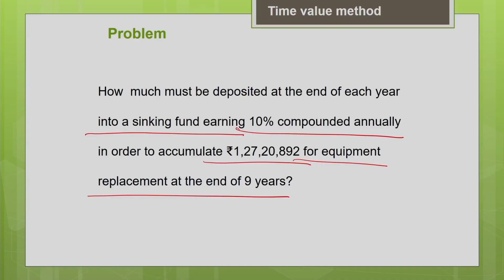So that is how we plan for equipment purchase or replacement. We deposit some amount of money in a pool of funds called a sinking fund. That is what this problem is about. How much must be deposited at the end of each year into a sinking fund earning an interest rate of 10%, so that my future value needed is 1 crore 27 lakhs 20,892, so that at the end of 9 years I will be able to replace my old machine with a new machine.